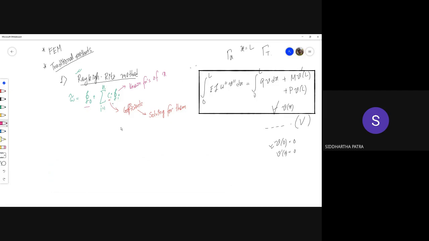Now, what are the rules? The rule is phi zero satisfies essential boundary conditions. And these phi i's, going from 1 to n, are all zero in the places where the essential boundary condition is given. In the portion of the boundary where the essential boundary condition is given. Okay.